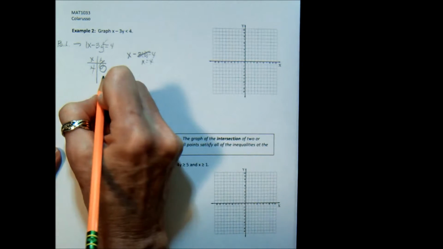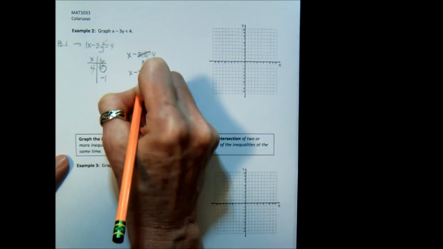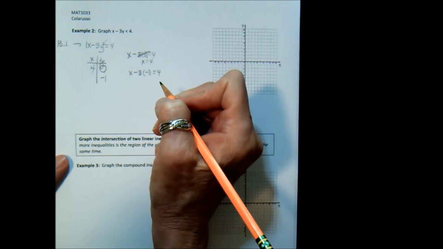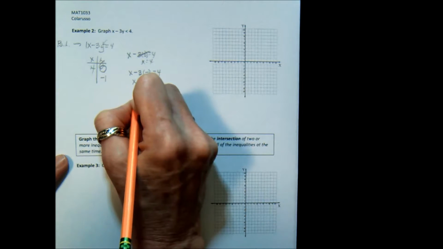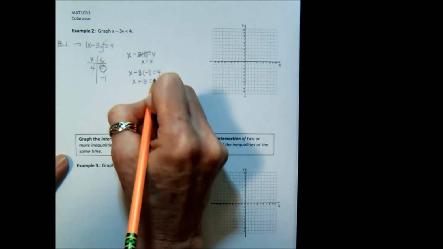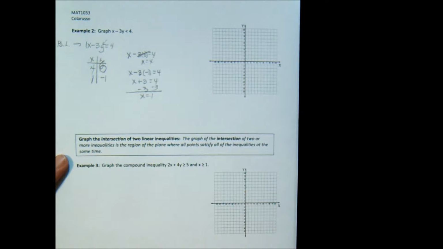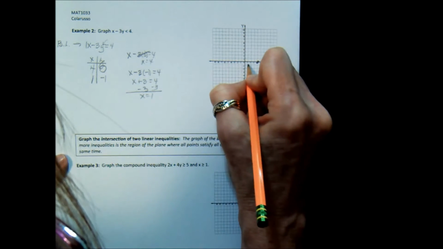And now I'm going to pick a negative 1 for my y. You'll see why in a minute. X minus 3 times negative 1 equals 4. So that would give me x, a negative 3 times a negative 1 is a positive 3 equals 4. Subtract a 3 from both sides, and I get x equals 1. And again, I have 2 points, the point 4, 0, and the point 1, negative 1.